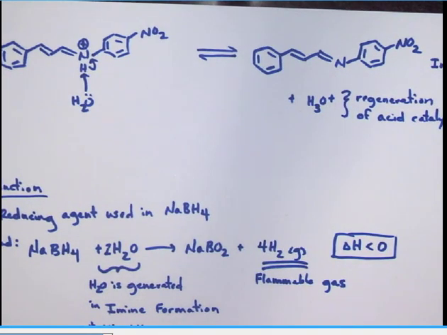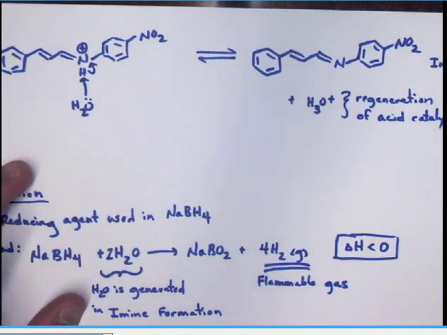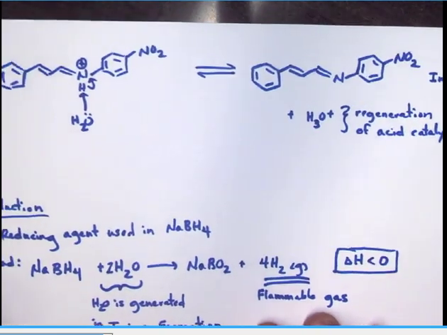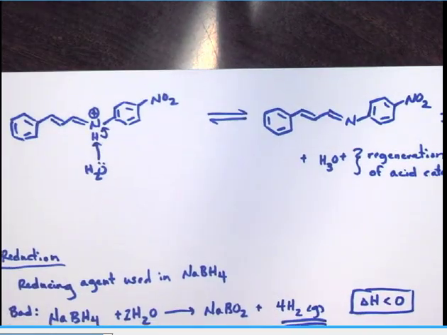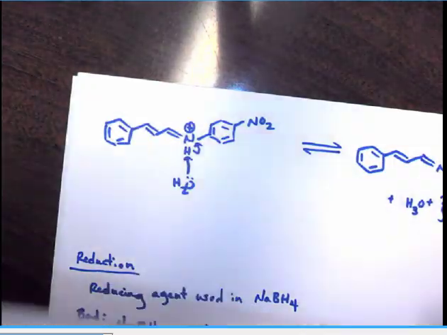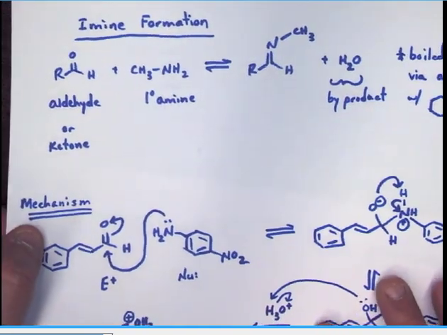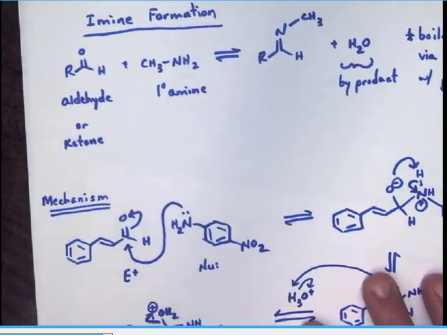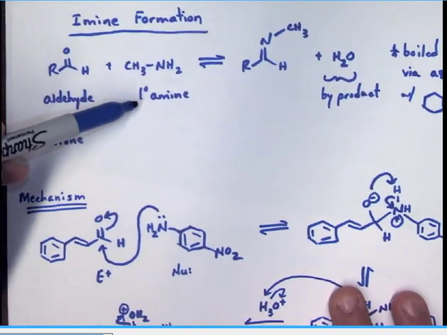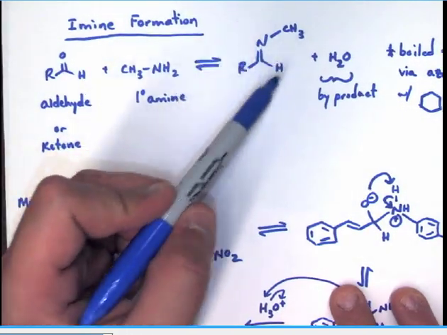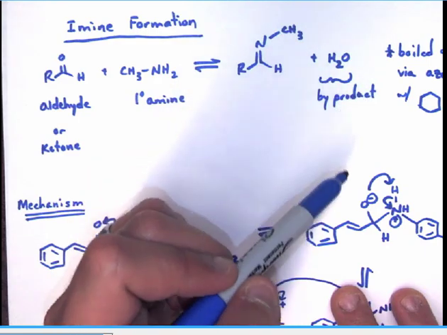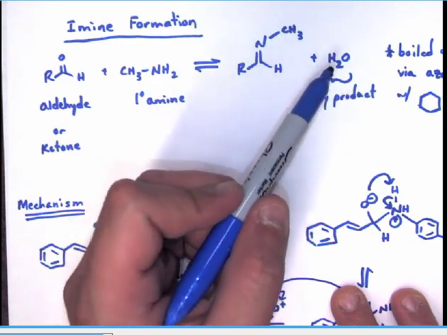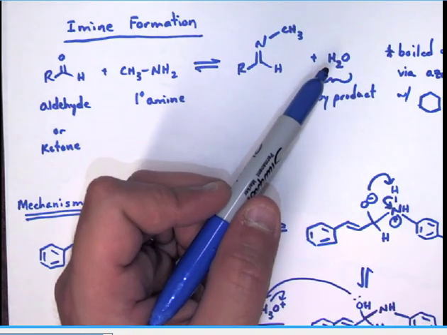Now, one of the things to pay attention to here: I told you that water is one of the products of this reaction. So if you just look overall, our reaction looks like this. You have your aldehyde, you have your amine, then you have your imine, and then you have water as a byproduct. This water product is bad for the reducing agent we're going to use.